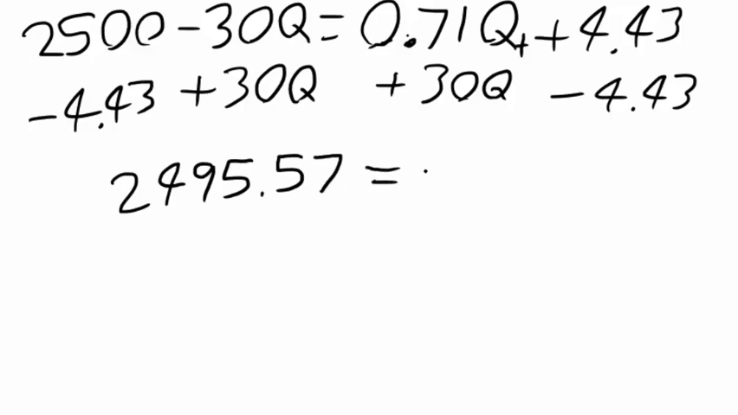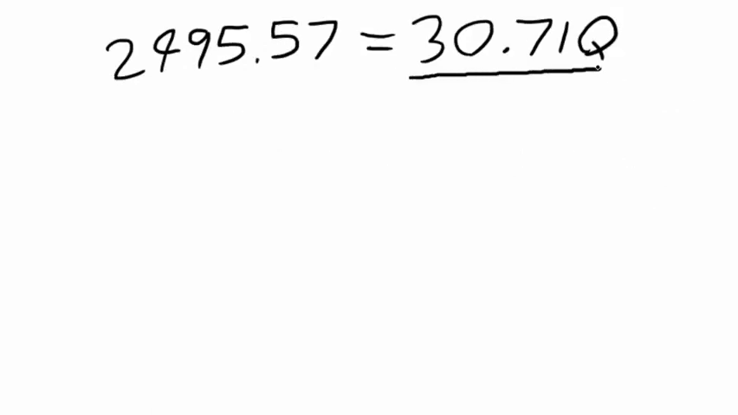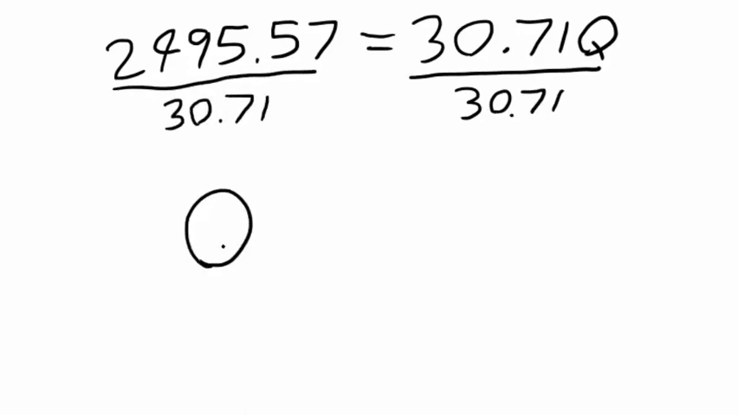And what we're left with is 2,495.57 equals 30.71 Q. And if we were to divide both sides by 30.71, we get a total quantity of 81.26. So combined, both factories will produce 81.26 computers. So we found total quantity, but we also want to find the levels of output from each factory.